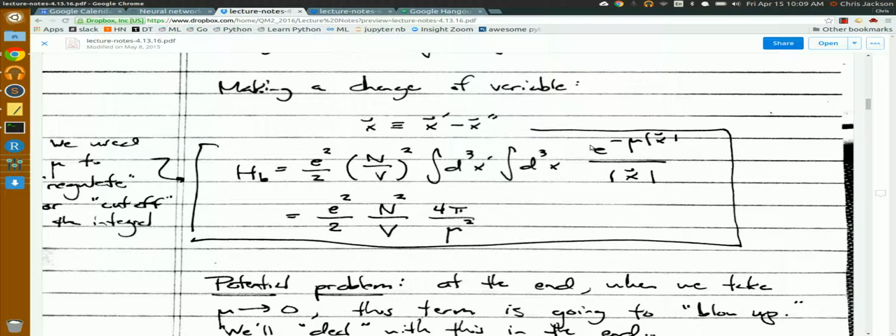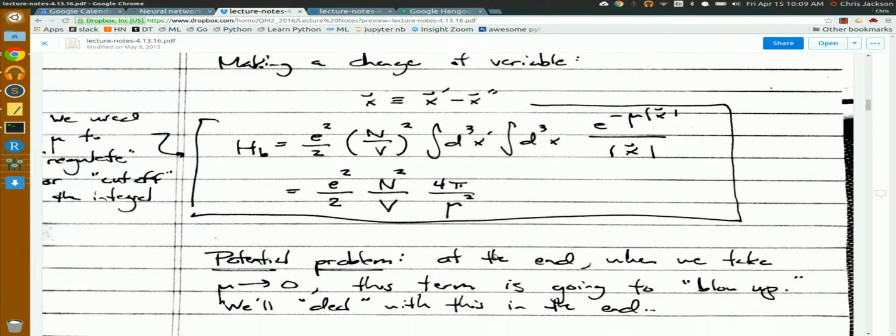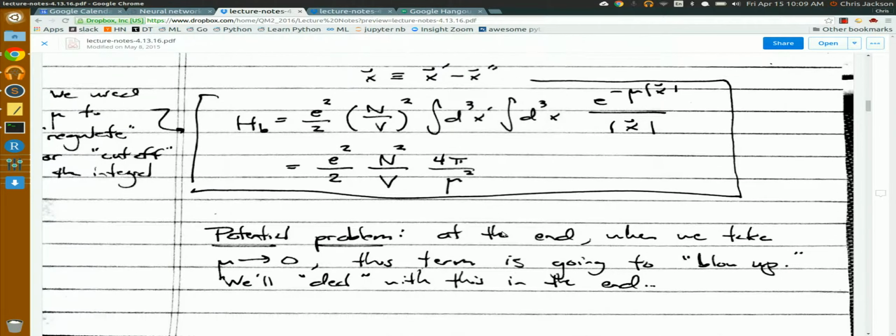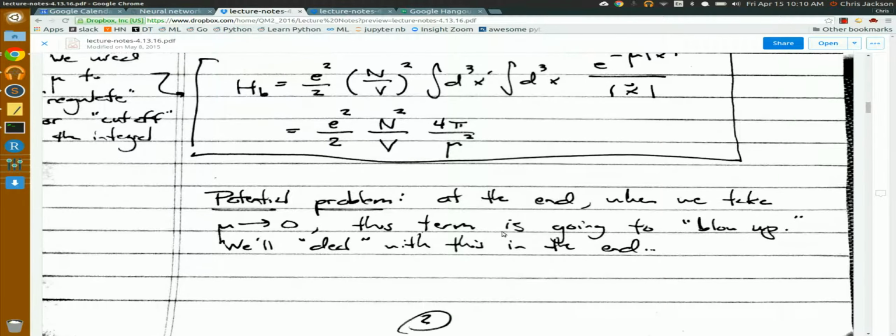So we regularized this integral by including this screening term, and we found an answer that went like 1 over mu squared. Now, mu is a fake parameter that we put in by hand. So in the end, if we're doing real physics, at the end of the day we should take mu to 0, and hopefully everything will be well behaved. That was our hope.